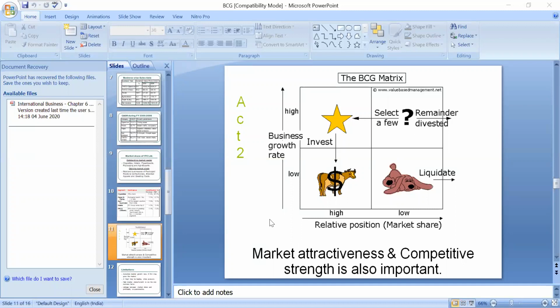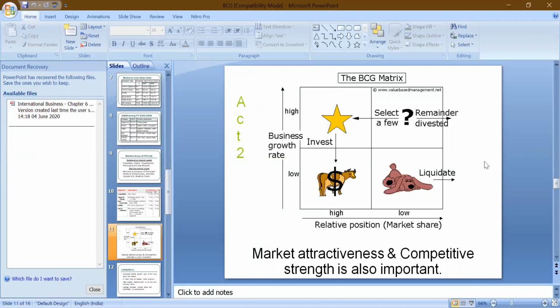Now, let's see. You'll be seeing now a PPT with the four quadrants in it. In the x-axis, we see the market share, the relative position of the organization that belongs to an industry. And in the y-axis, you see the business growth rate. Both are termed in high and low, high and low. So now when you look at this picture, you have a fair understanding.